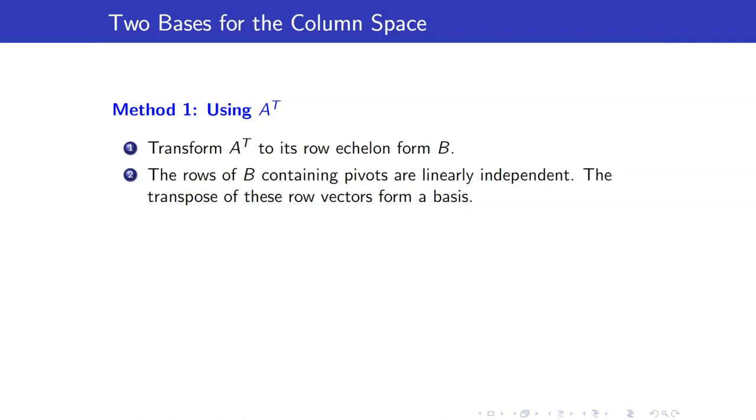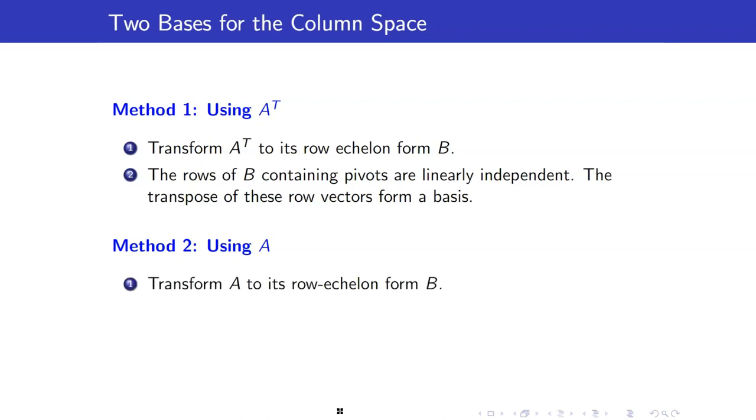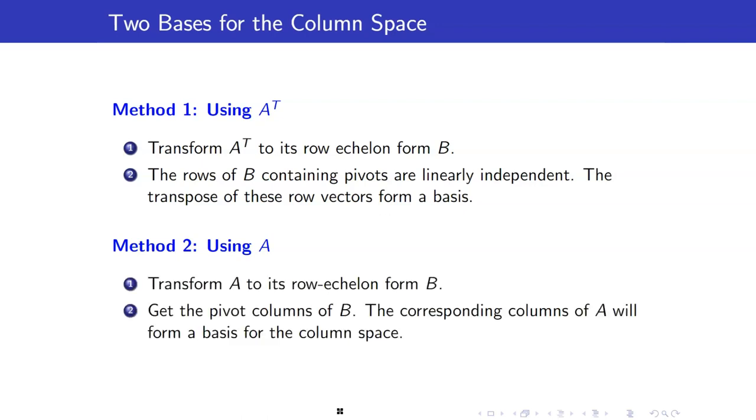So here is a summary for getting the basis for your column space. The first method that we discussed was that we transformed A to its transpose, and then we get its row echelon form B, and the rows of B containing pivots are linearly independent, and then we get the transpose to form a basis. For the second method, in this case, we just use the original matrix A. We transform it to its row echelon form, and we get the pivot columns of B. The corresponding columns of A will form a basis for your column space.